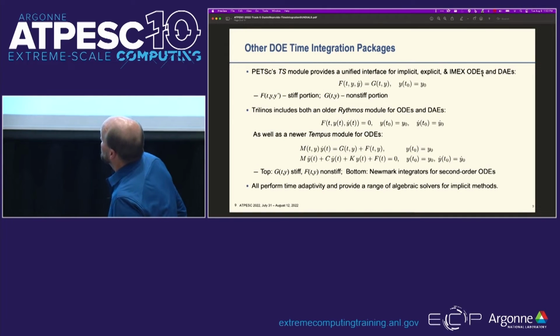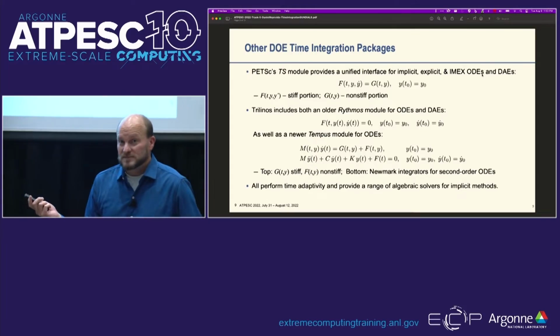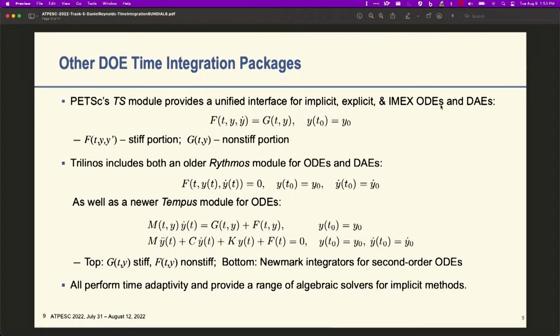All right. Other DOE time integration packages: PETSc has a TS module, and they provide a unified interface for implicit, explicit, and IMEX ODEs and DAEs. All of their problems focus on this general form. F is going to contain everything that's stiff. G is going to contain everything that's non-stiff. And so they can do IMEX or explicit or implicit, et cetera, by thinking of this generic problem definition form.